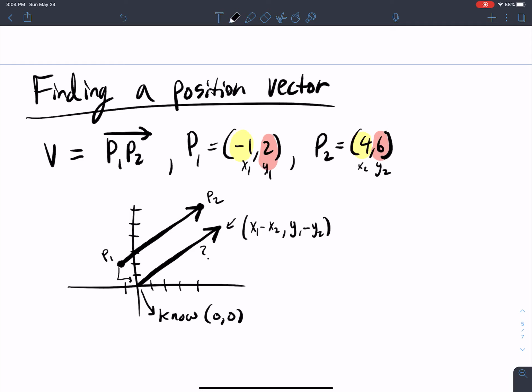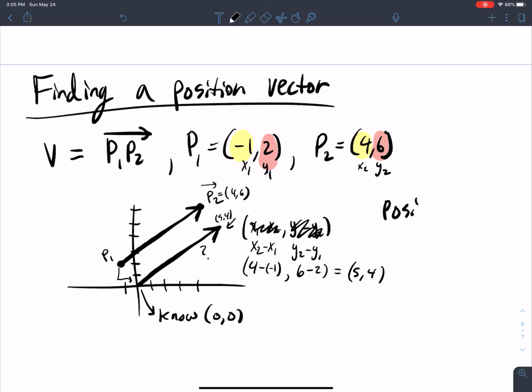Okay, so this point right here, this 4, 6, I need it to go over. I've written this backwards. All right, so I want this to be x2 minus x1, y2 minus y1. Sorry, guys. Okay, so that's 4 minus a minus 1. And then this second piece here is 6 minus 2. And so what is that equal to? That's 5, 4. This point here is 5, 4. All right, so the position vector is V equals 5, 4. Okay?